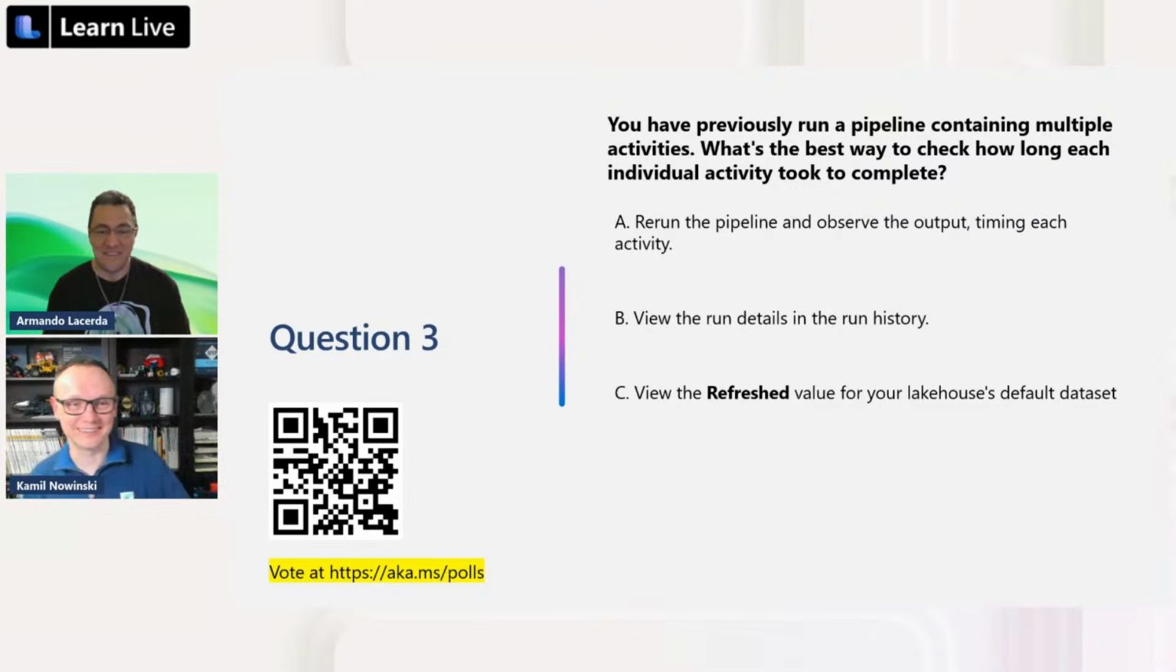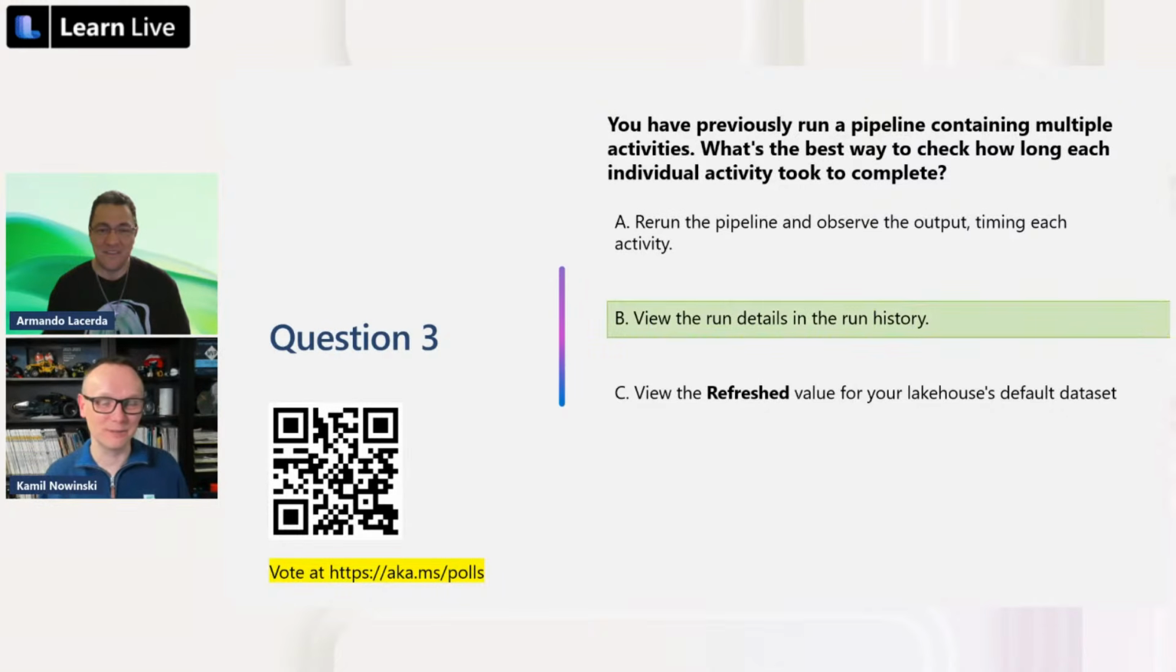Okay, so what would be the correct answer? It will be, of course, B. View the run details in the run history. Like we have demonstrated here, right? So pretty cool. Exactly. Fantastic.